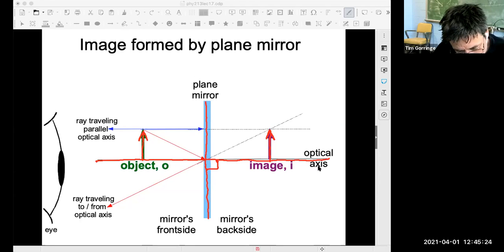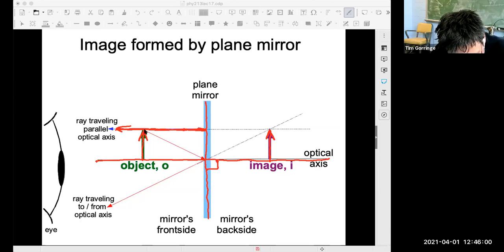Let me show you two rays that I use to picture where the image is going to be formed. There's this one here. It starts at the top of the object and heads parallel to the optical axis, strikes the mirror perpendicular to the surface of the mirror, which means that, according to the law of reflection, it gets sent back along the direction in which it arrived. So that's one ray that obeys the law of reflection.